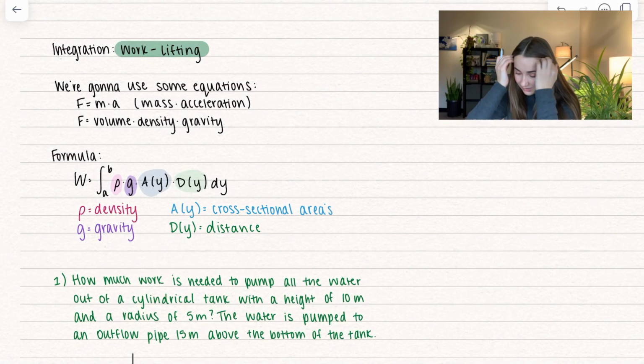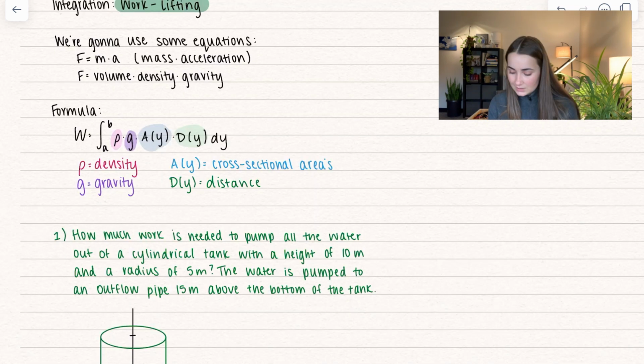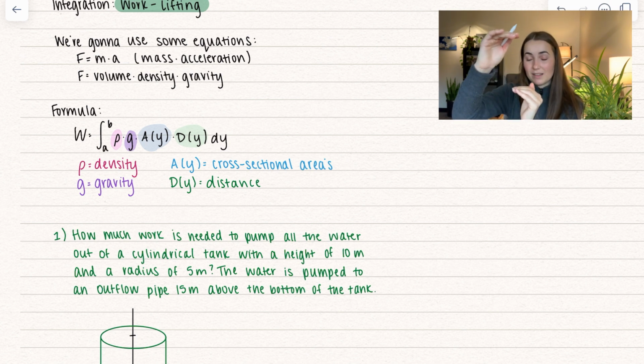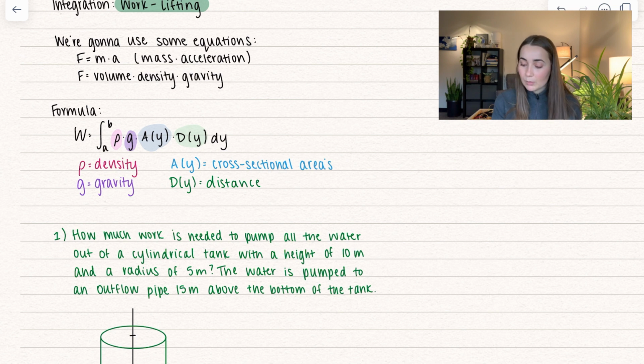We first have that force is equal to mass times acceleration, which we can rewrite as volume times density times gravity. So this leads us to the formula that work is equal to the integral from A to B, where it starts being lifted and where it ends being lifted. And then we have the density multiplied by the gravity, but remember it also multiplies by volume. So we find the volume by multiplying the cross-sectional areas times the distance. And we're integrating this in terms of y.